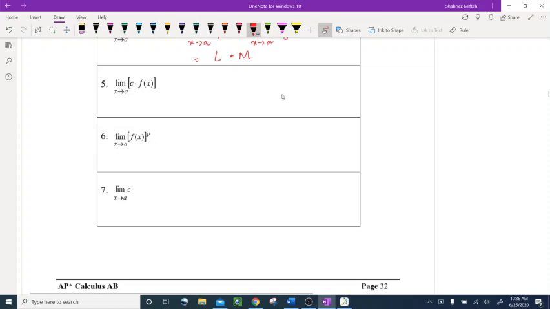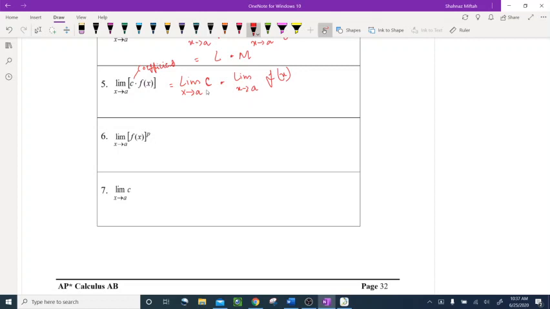Number 5, if you pay close attention, this is a coefficient, any coefficient in front of the function. Like this one is a coefficient, a real number. So how do we do this? You don't touch this coefficient, it's going to stay as it is. So let's see this. Limit as x approaches a of c times f of x equals c times the limit as x approaches a of f of x.